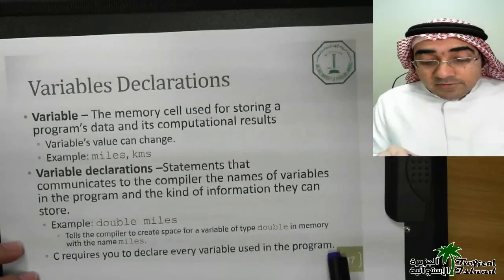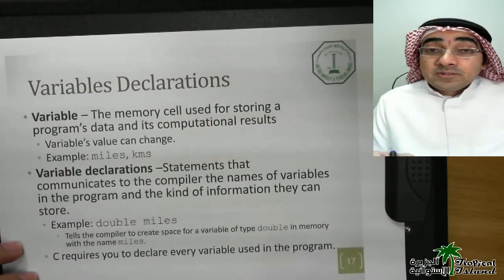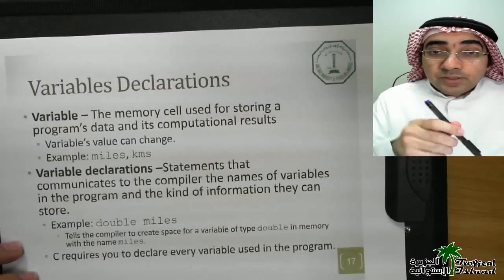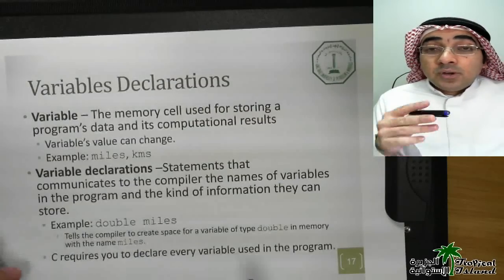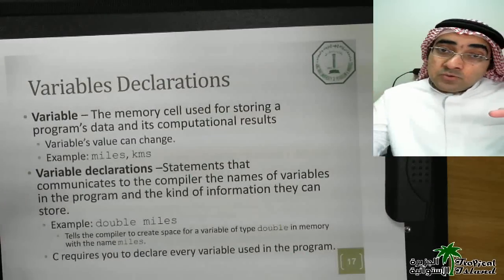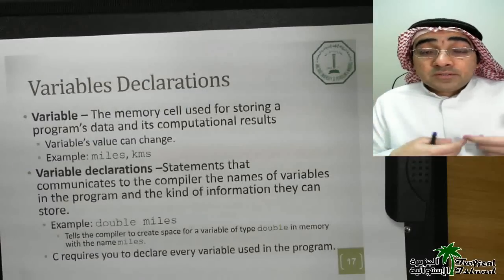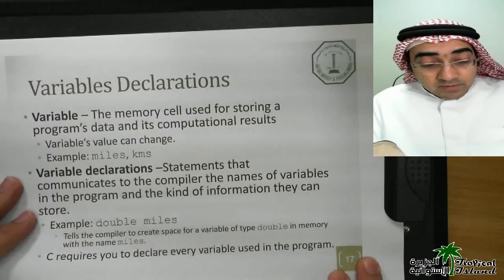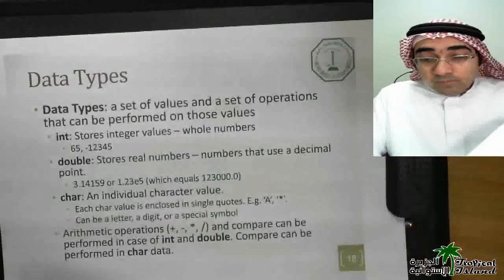C requires you to declare every variable before you use it, okay? Because this is the container, and this is where you're going to store things in it. So you have to declare a container and then you store things in it. You cannot store things out of nowhere into something that you did not declare, okay?